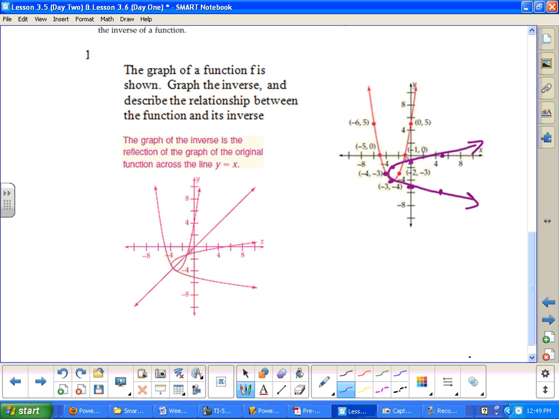Okay. Is that a function? Is that inverse a function? No, it's not, because it fails the vertical line test. Good. Okay. All right.